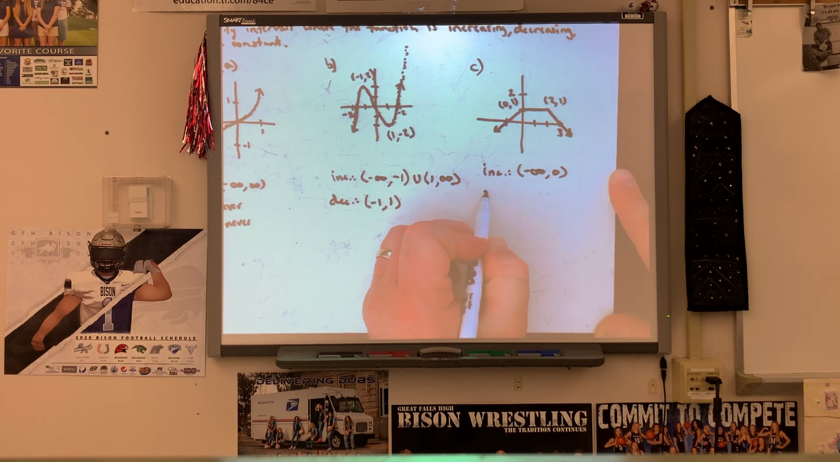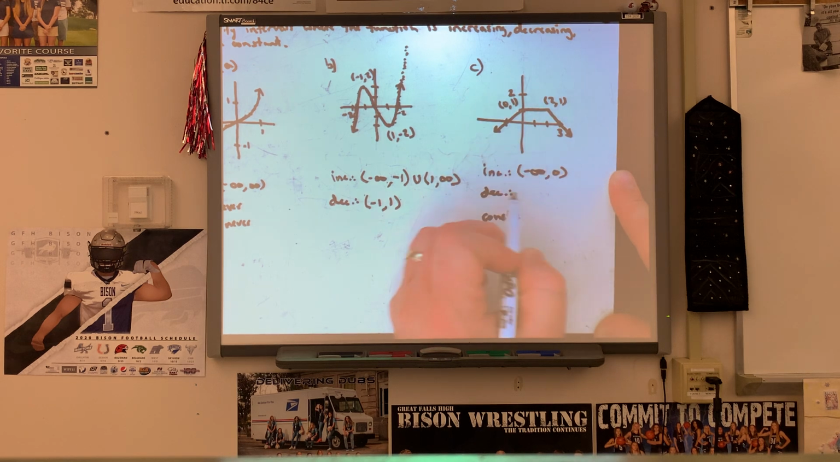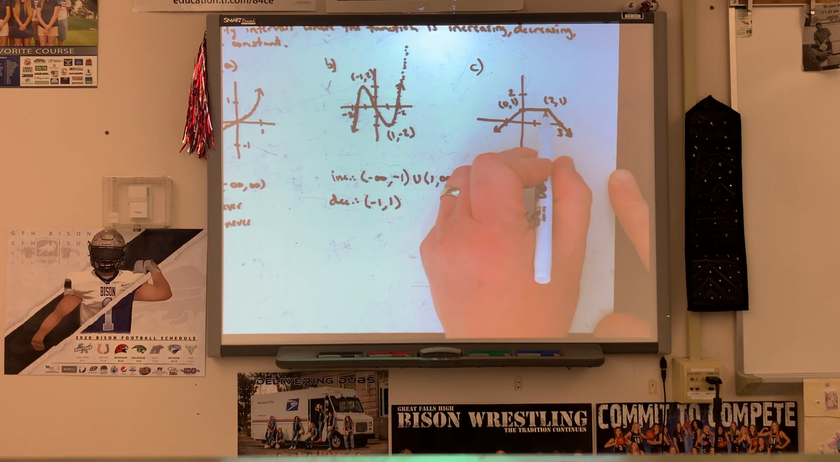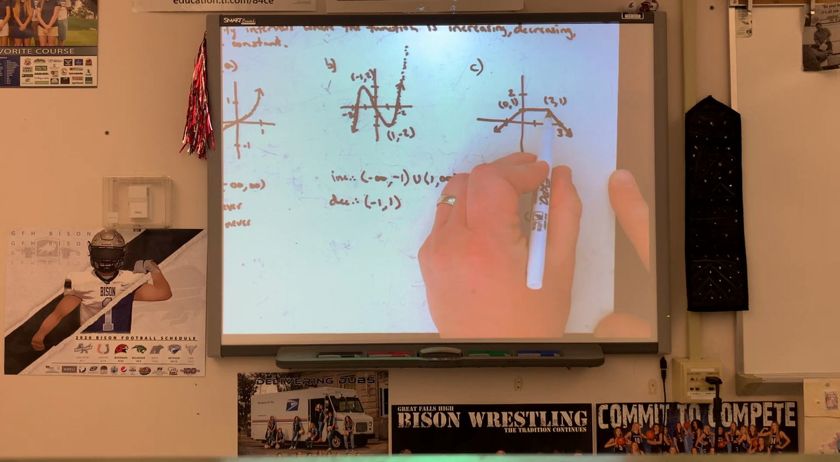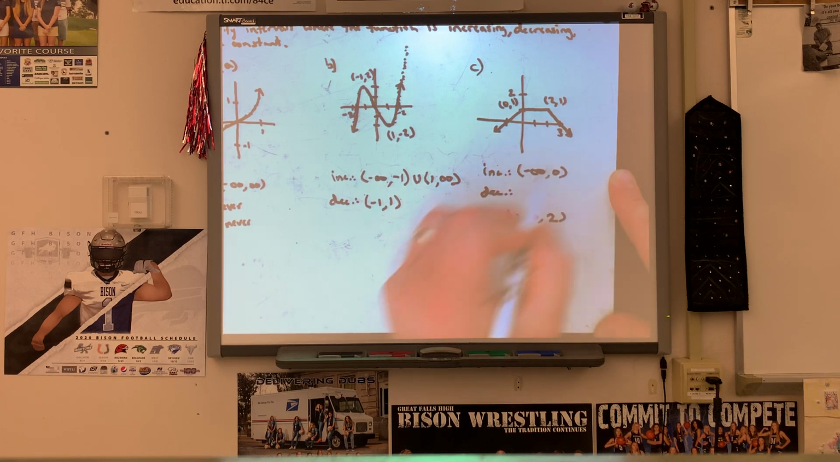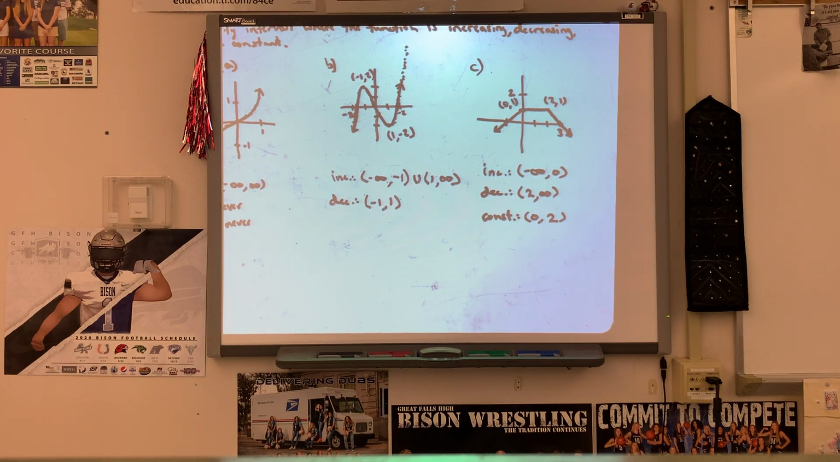Then, well, I've been always doing them in this order. What does the graph do next? It starts going constant, just horizontal. Okay, well, what are the x values? Starting at 0 and moving constant to 2. Decreasing thereon forever. So where is that? From 2 to positive infinity, it is decreasing.